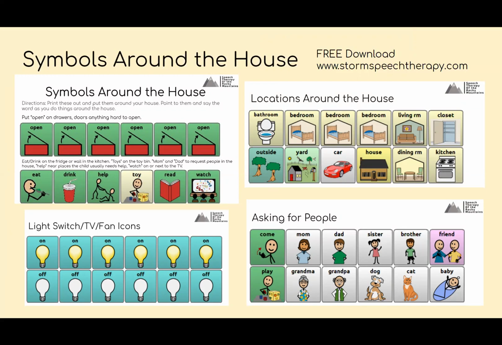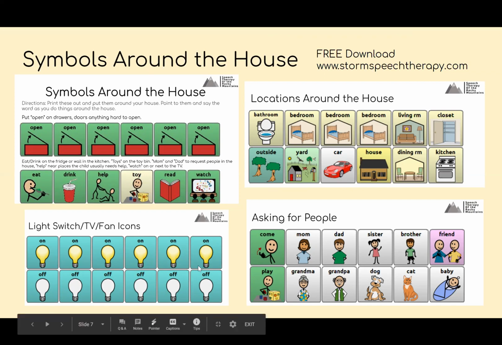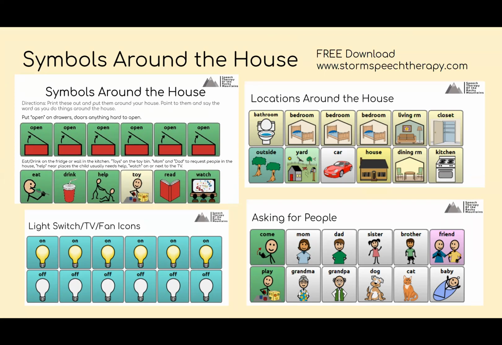Let's see. I've got a couple of things like eat and drink, and I usually paste those right on the refrigerator. And so before I open the refrigerator, I might point to one of those. Help, toy, read, watch, I usually put right next to the TV or on the TV. And then touch watch every time before I turn the TV on. On off is great. You can put them next to light switches, lamps, TV. You can put it on the back of a remote for a TV to remind you to use the device to say something, or again, to just touch and say.